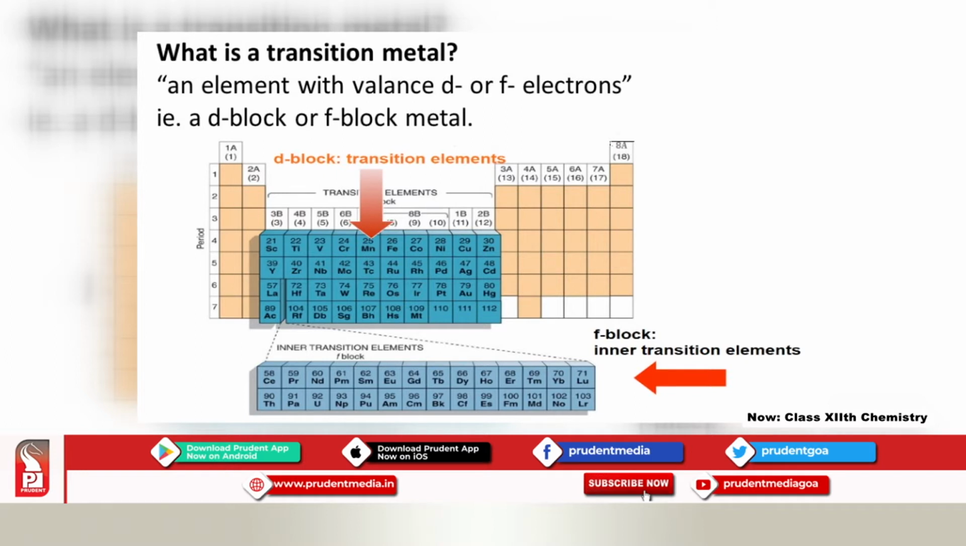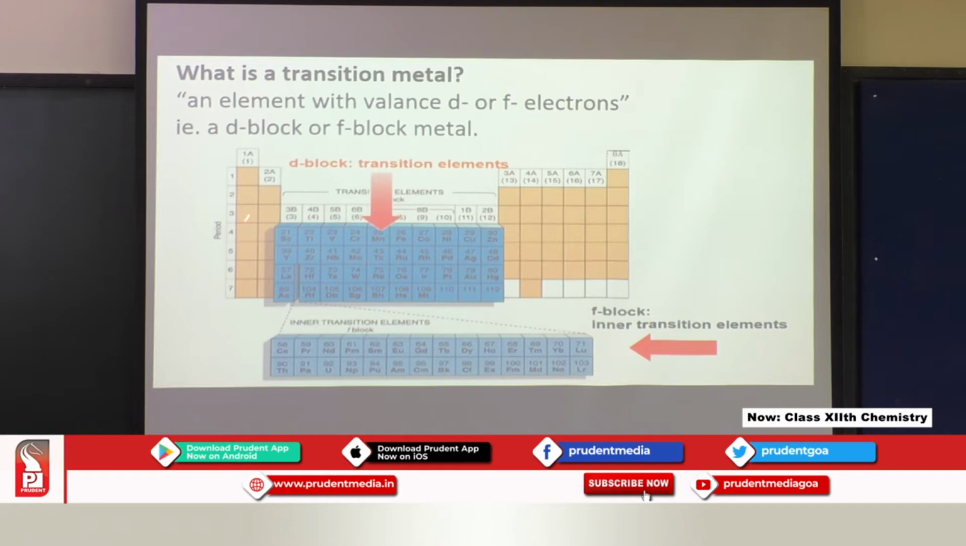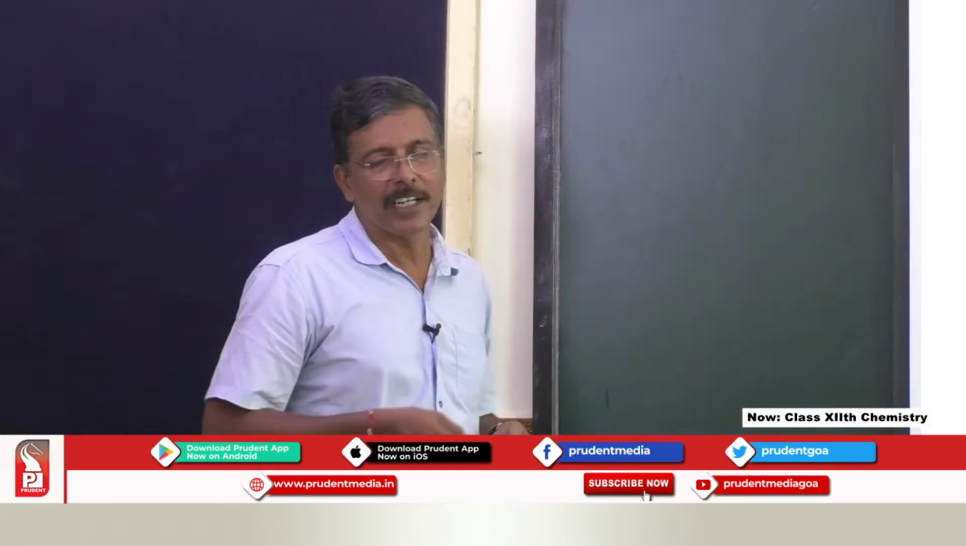This is the modern periodic table. We find here 18 groups. This is group number 1, this is group number 2, and this is the 18th group, you can count. These groups are vertical columns, and the horizontal rows are called periods. There are 7 periods. The first and second groups are called alkali metals and alkaline earth metals, and the p block elements are called non-metals.